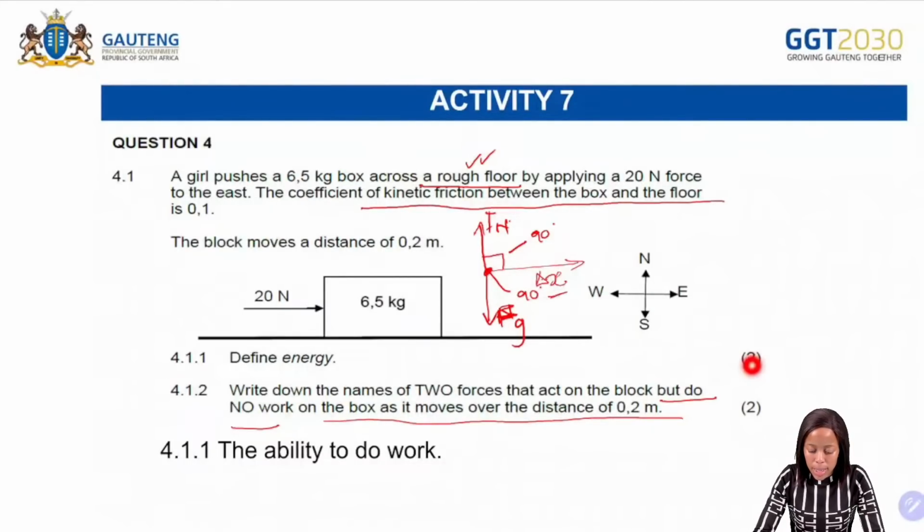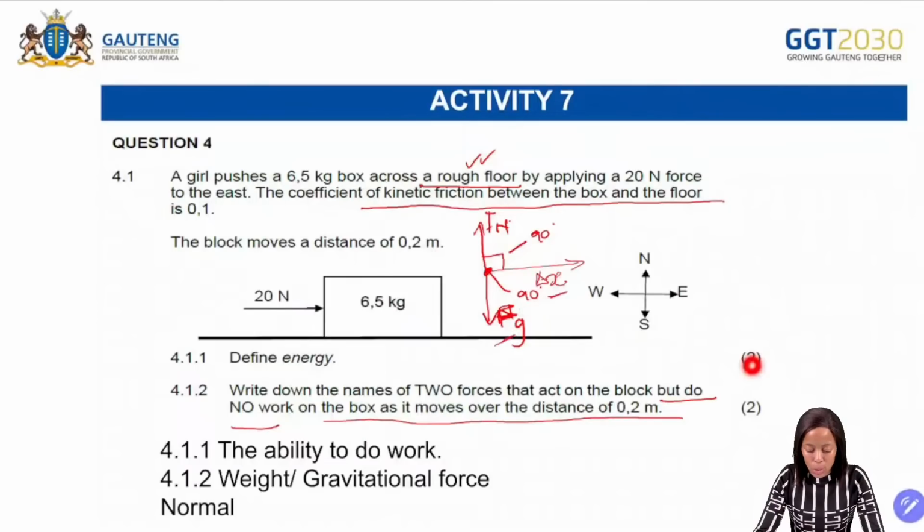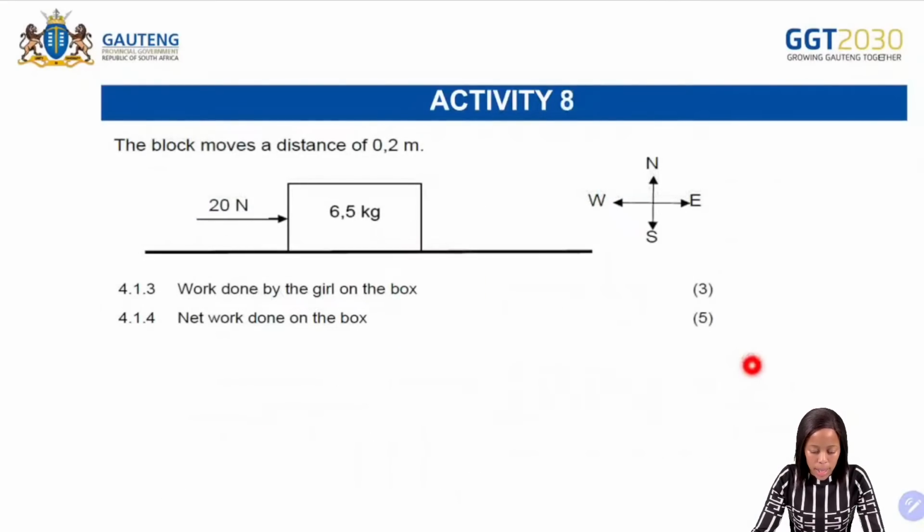And then again, the angle between the displacement and Fg is 90. Again, cos 90 degrees will give you 0, so it means that 0 work is done. So it will be the weight, which is Fg, or the gravitational force, or the normal force there. Okay, the next one: the block moves a distance of 0.2 meters.